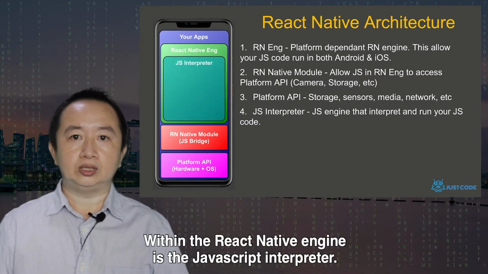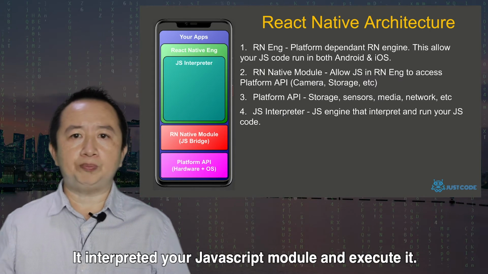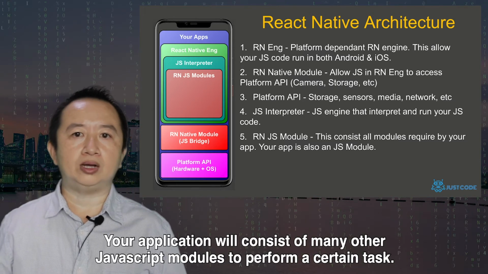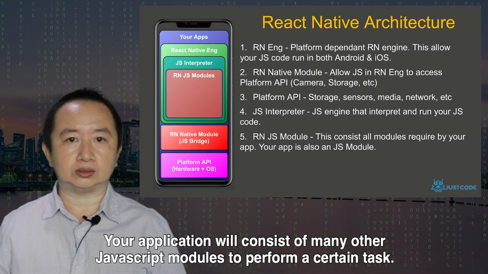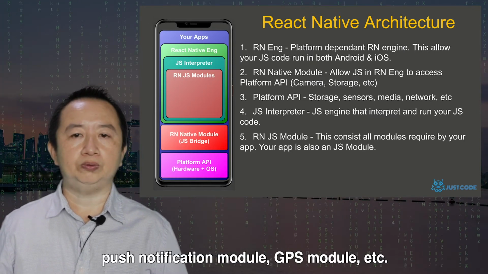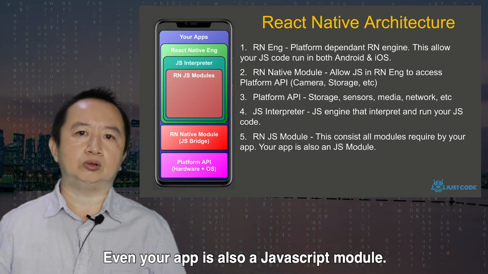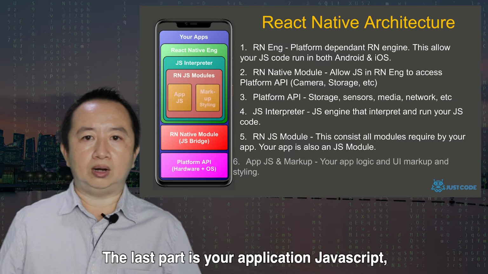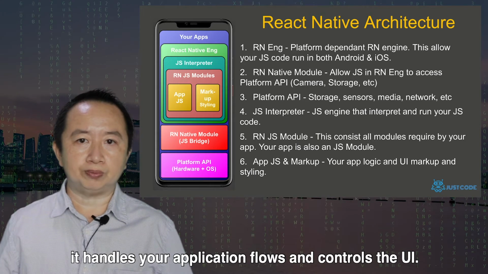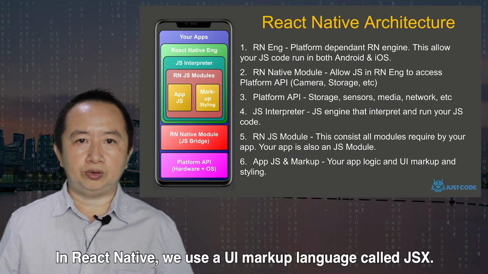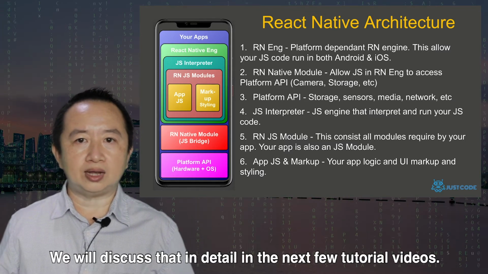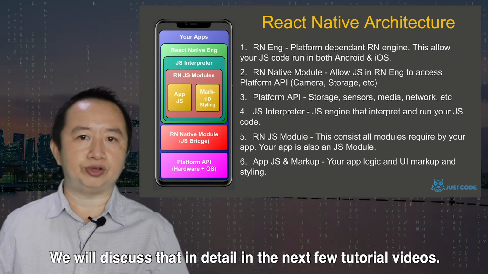Within the React Native engine is the JavaScript interpreter. It interprets your JavaScript modules and executes them. Your application will consist of many other JavaScript modules to perform certain tasks, for example, the camera module, push notification module, GPS module, etc. Even your app is also a JavaScript module. The last part is your application JavaScript. It handles your application flow and controls the UI. In React Native, we use a UI markup language called JSX. We will discuss that in detail in the next few tutorial videos.